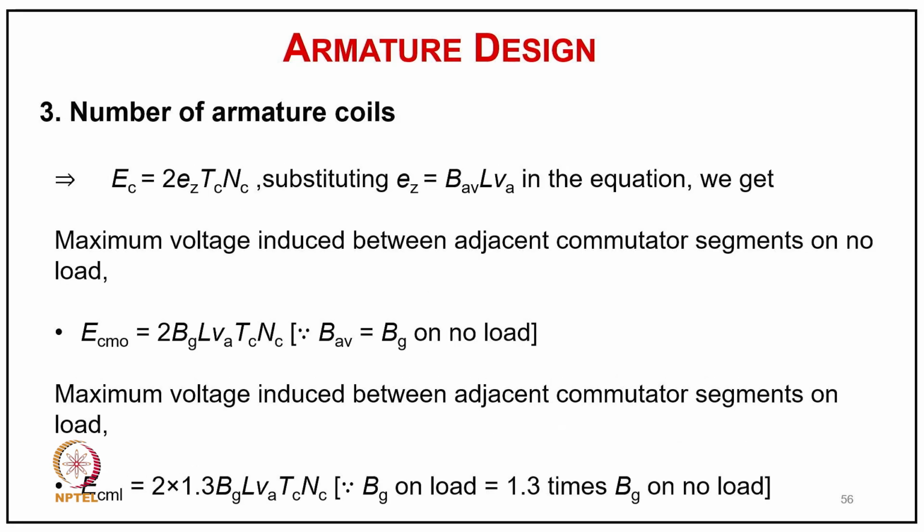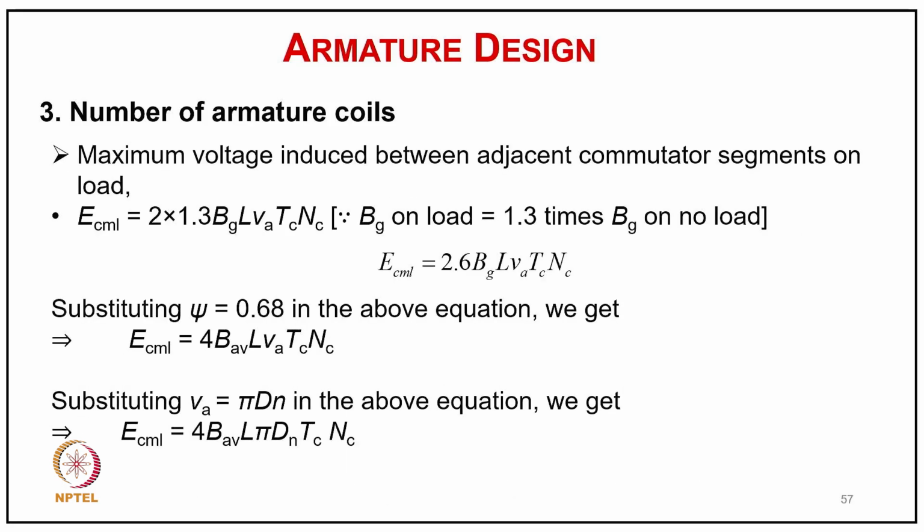So capital EC equals 2 Ez TC NC, substituting Ez equal to B average L VA. So the maximum voltage induced between adjacent commutator segments on no load is ECM equal to 2 BG L VA TC NC, where B average is BG at no load. The maximum voltage induced between adjacent commutator segments on load is ECM1 equal to 2 into 1.3 BG L VA TC NC, since BG on load is typically 1.3 times the BG at no load.